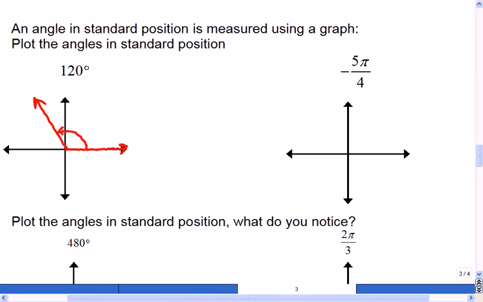More than 90 degrees and it's less than 180. Yeah, more than 90, less than 180. So I know it's going to be somewhere in quadrant 2. Can we narrow it down somewhere in quadrant 2?